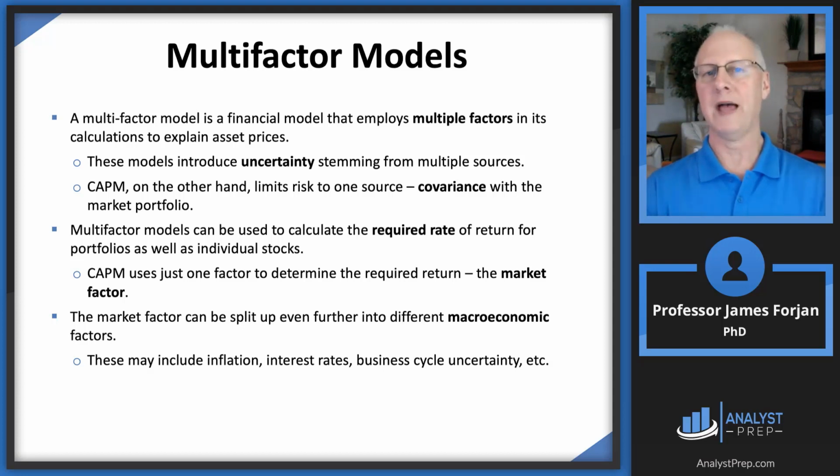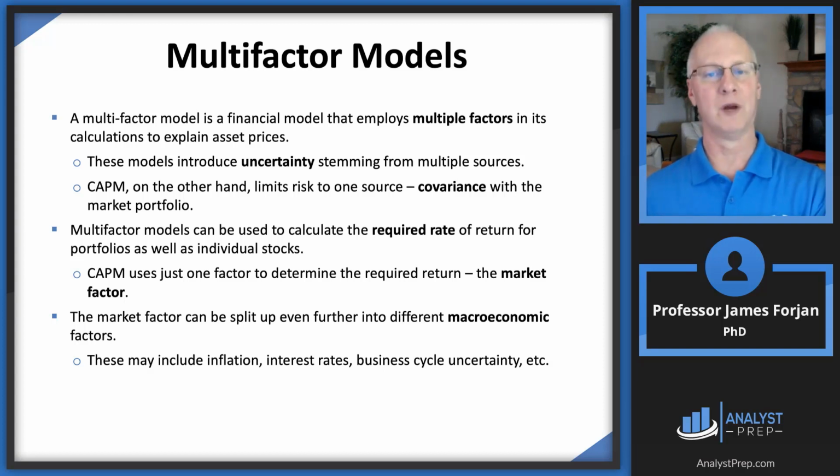But what if that beta of 1.5 is a summary? It's an average of all of the economic information that's out there. I mean, let's face it, what kind of economic information affects stock prices? How about changes in the size of the economy? How about interest rates? How about exchange rates? How about oil prices? Is it fair to put all that pressure on the beta from the capital asset pricing model to capture all of those sensitivities? So what a multi-factor model does is it introduces uncertainty stemming from multiple sources.